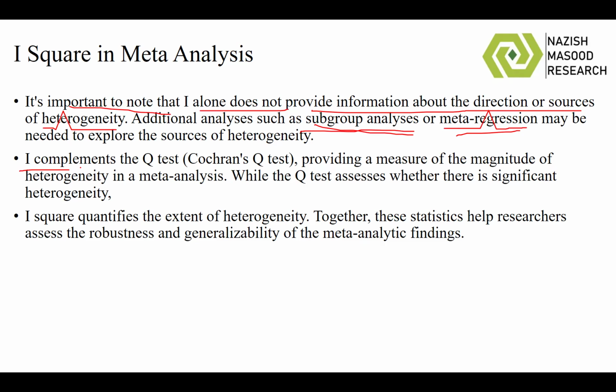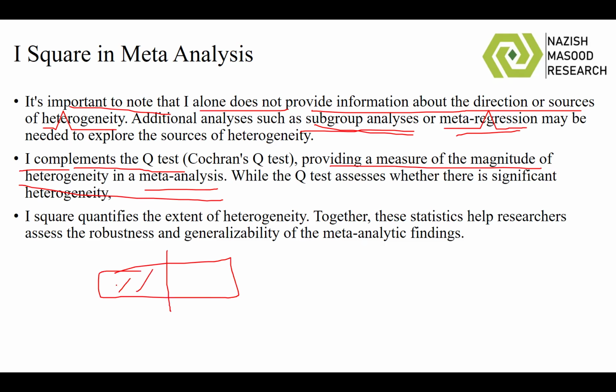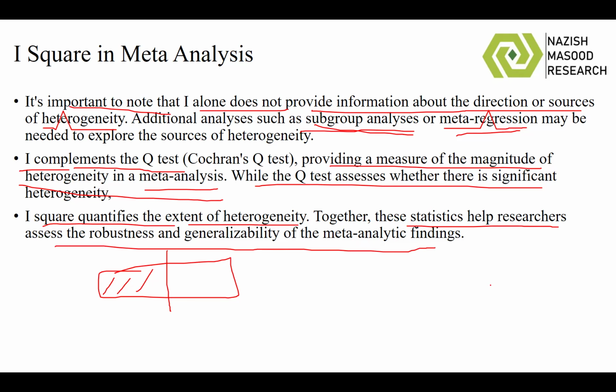The I square obviously complements the Cochrane Q, providing a measure of the magnitude of the heterogeneity in the meta-analysis. Like I said, it basically gives you a visual representation, a proportional, a percentage value to understand where the Cochrane Q is. The I square quantifies the extent of heterogeneity. Together, these statistics help researchers assess the robustness and the generalizability of the meta-analytic findings.